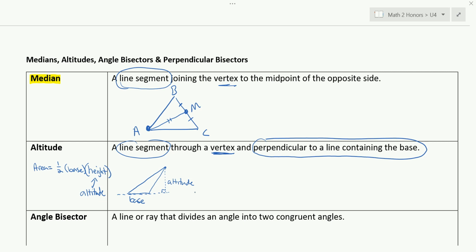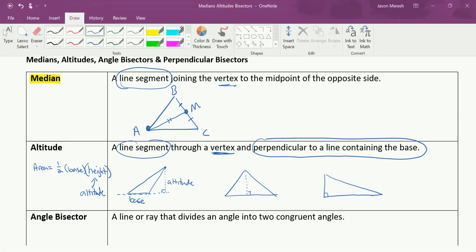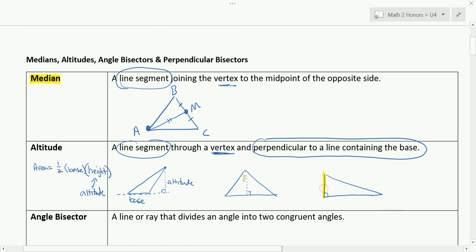Now, does the altitude have to be outside of a triangle, every triangle? No. If the triangle is not obtuse, then the altitude is going to be on the inside. Could the altitude ever be a side of your triangle? If it's a right triangle. So if you have a right triangle, then this side right here will be your altitude. Okay. So the altitude in each of these pictures I'll highlight.